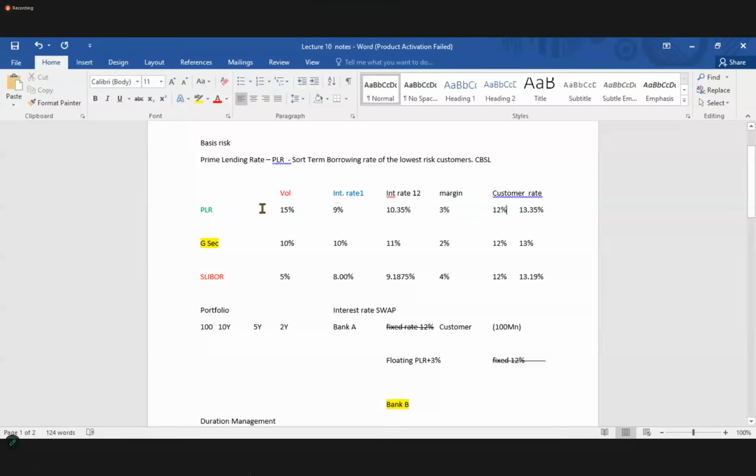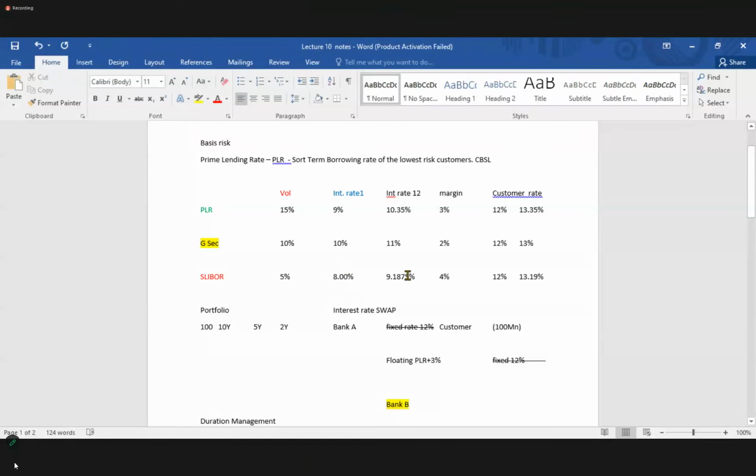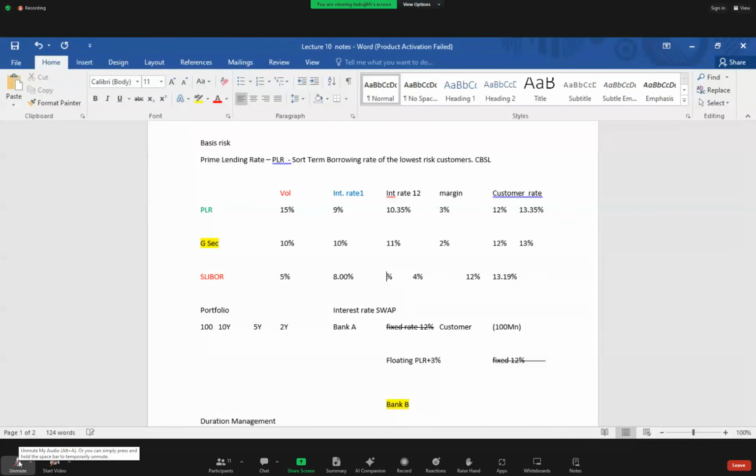Now, the volatilities. PLR has a 15% volatility. You add the volatility into the PLR rate and you end up with 10.35. GSEC has a 10% volatility, starting with 10%. 10% on 10% is 1%, so you end up with 11%. What is this one? Let's do the calculation here. What is 5% of 8%? 0.4%. So your end rate here would be 8.4%.